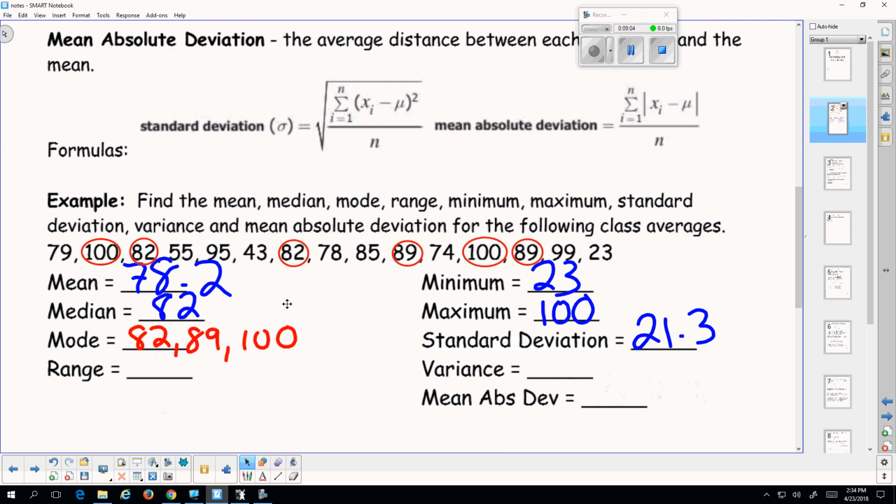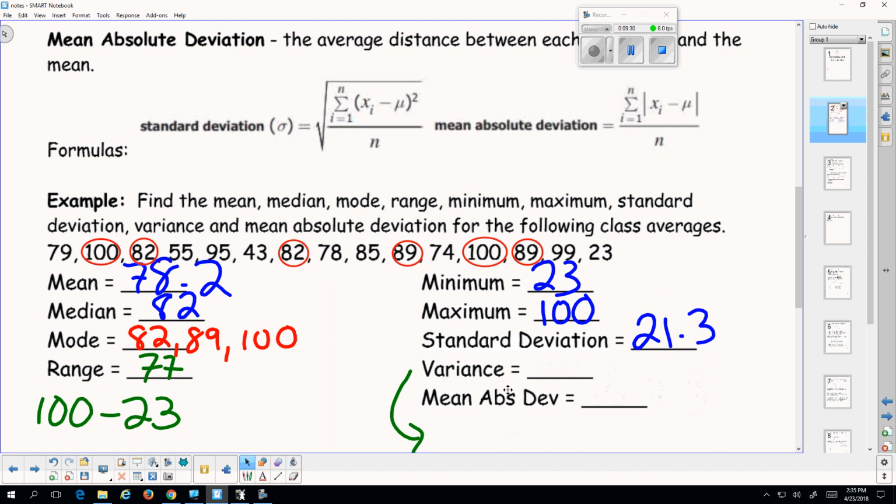Now, if let's say we had 82 twice, 100 twice, but 89 three times, then just 89 would be the mode. But since they all occur the most often equally, they all occur twice, then all 3 of them are the modes. The range isn't real hard to find. Just take the maximum minus the minimum. So the range is 77.